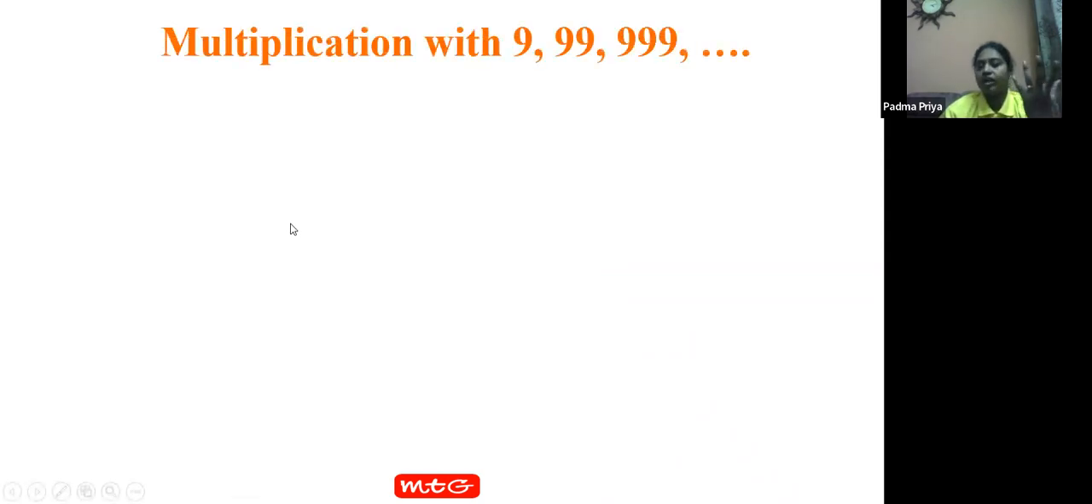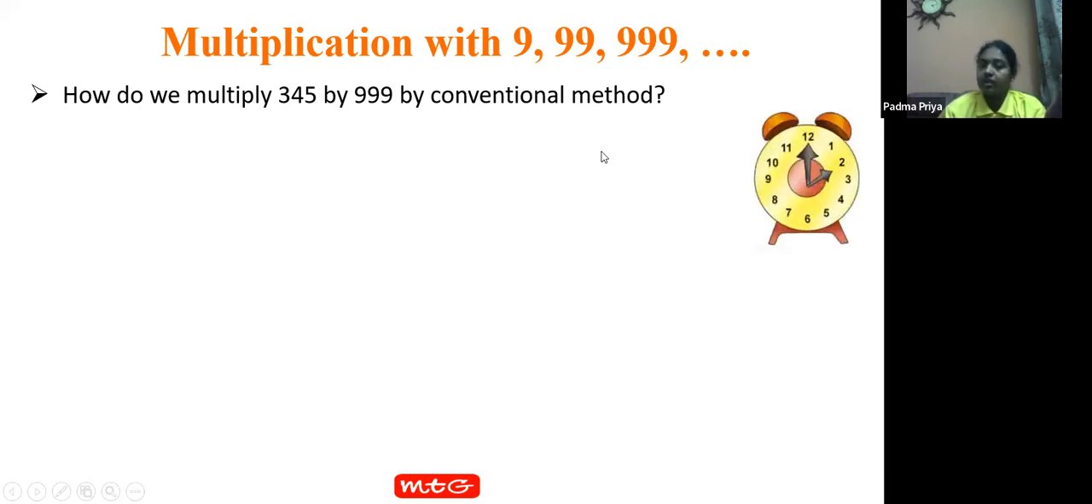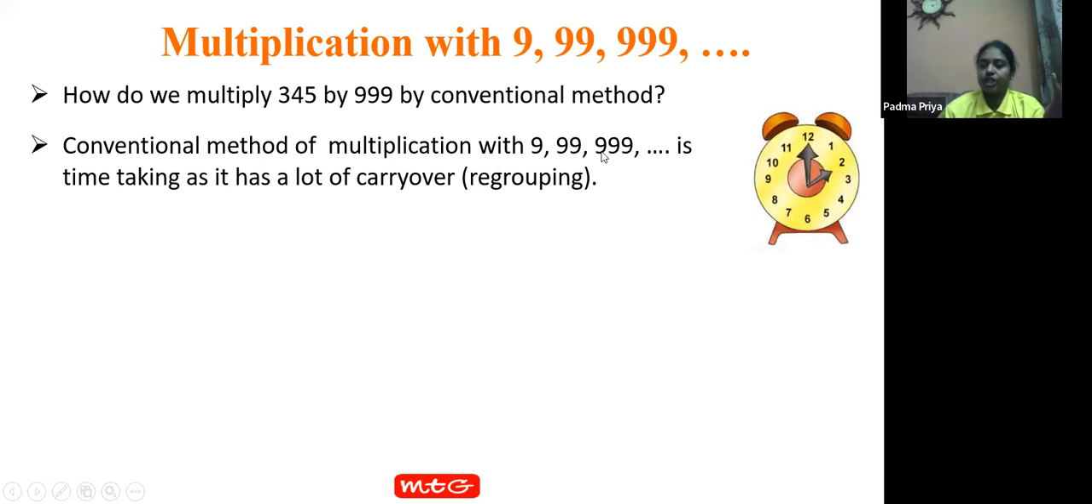Now, let us see a basic problem that we generally get when we multiply numbers conventionally. When you want to multiply 345 with 999 in the conventional method, generally, how much time do you think you will take? A minute or two, approximately one minute. Let us think one minute. If you are very fast, 45 seconds. More than this, I mean, less than this, you can't take.